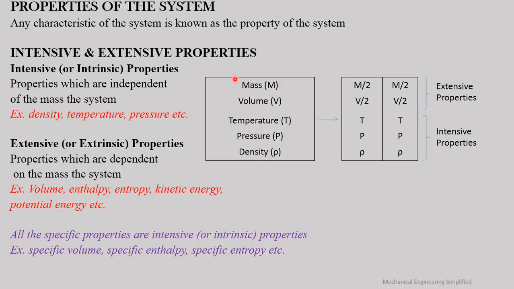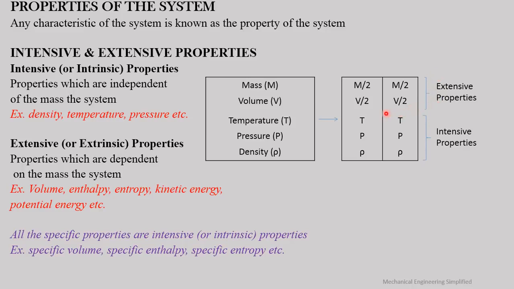Okay, how to find out? See, we have a system in which we have a substance having mass m, volume V, temperature T, pressure P, and density rho, and we divide that system by making a partition. Then we note that the mass in each section gets half, volume gets half, and temperature, pressure, and density remain the same. So the properties which reduce on partitioning of the system are known as mass dependent properties or extensive properties.